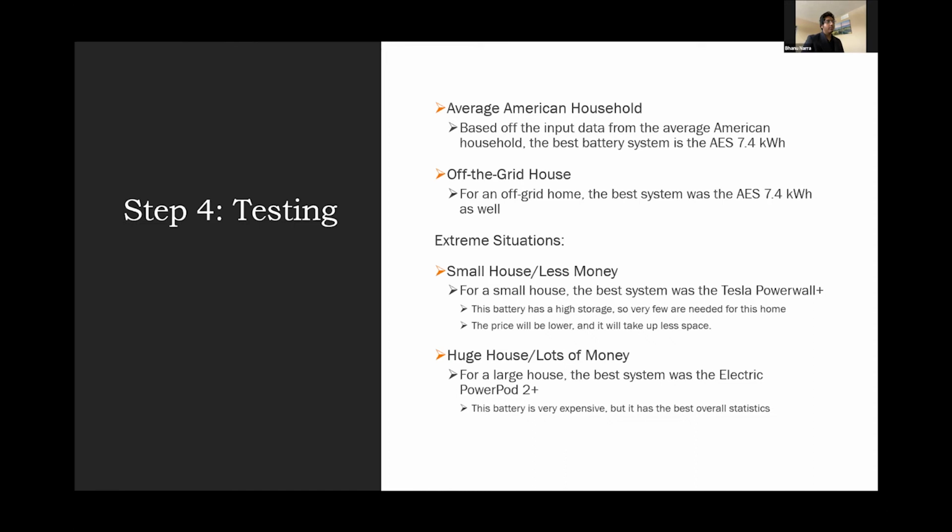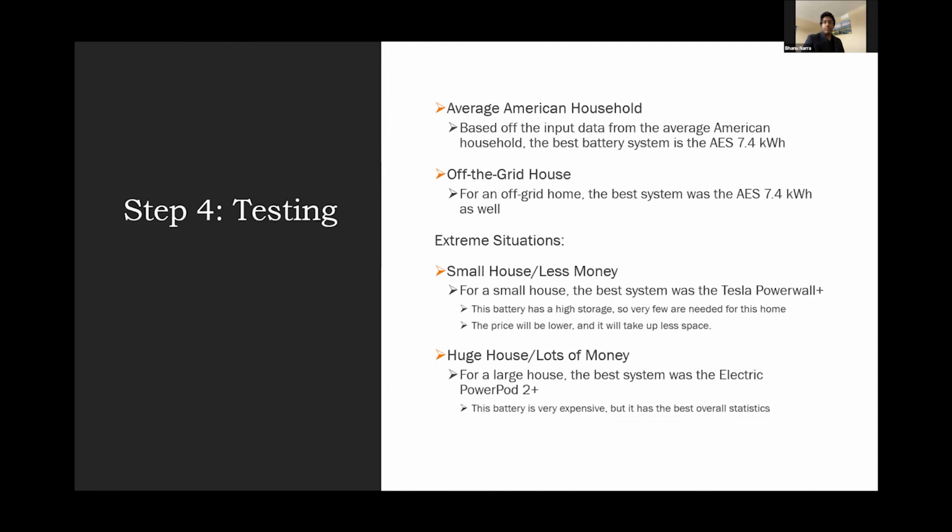And so the best system that came up was the Tesla Powerwall Plus. This system has really high storage and it's kind of expensive, but you only need very few batteries to actually run everything you need. It'll also take up a lot less space than the other batteries, because you need to get a bunch of the cheaper batteries in order to accommodate for the price of the other one.